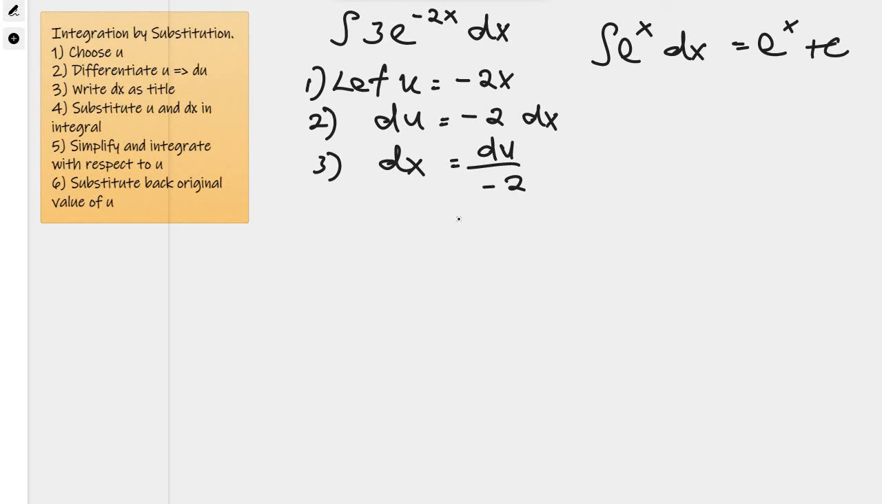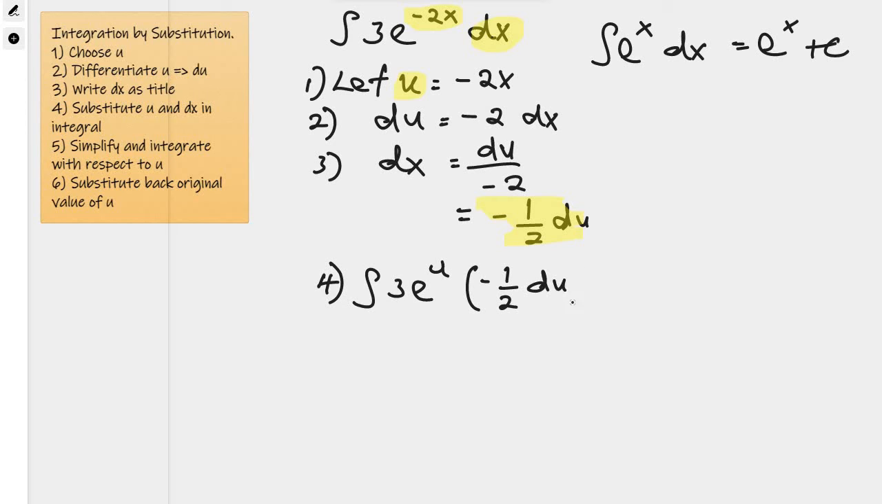Okay, you can rewrite this to be negative 1 over 2 du. Okay, separate the fraction. Then next step again, I substitute u inside here. So this one will become u, and dx here I substitute as this value. So I will get, step number 4, integrate 3e to the power of u, multiply with negative 1 over 2 du.